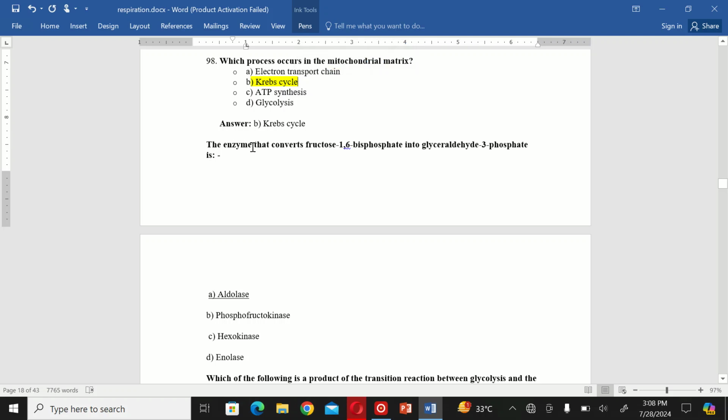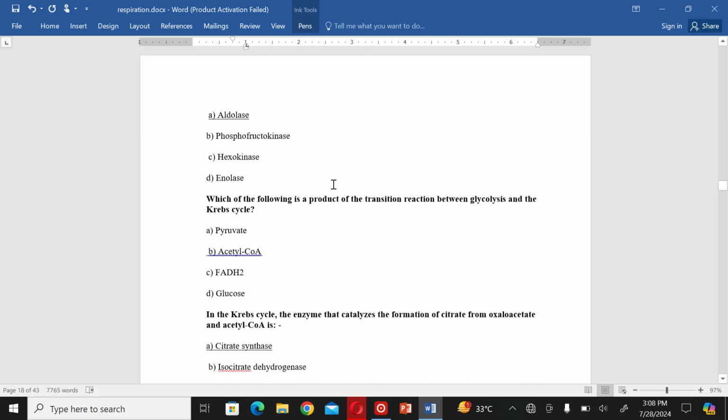The next MCQ is the enzyme that converts fructose 1,6-bisphosphate into glyceraldehyde 3-phosphate is A. Aldolase. B. Phosphofructokinase. C. Hexokinase. And D. Isolase. So the correct option is A.